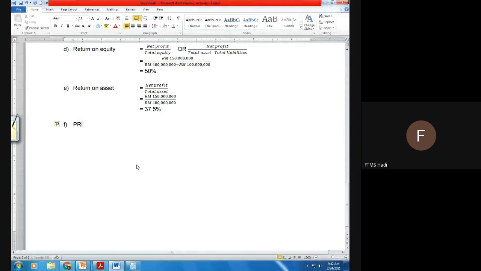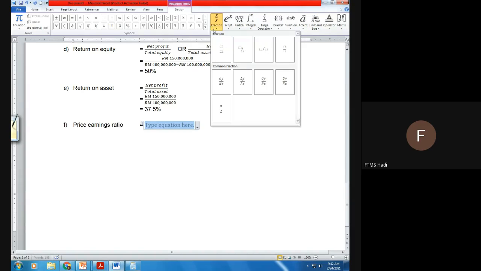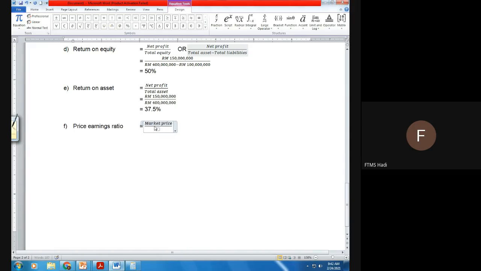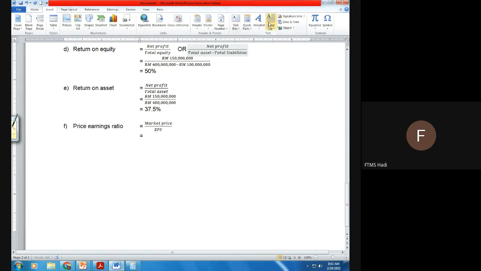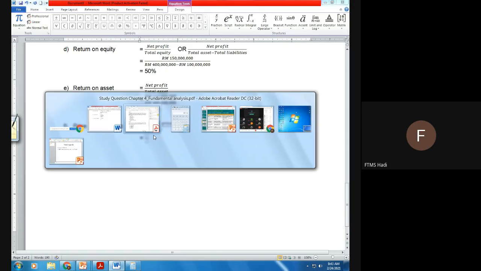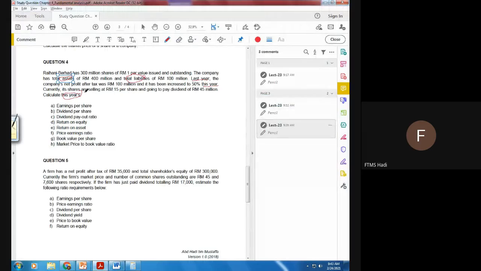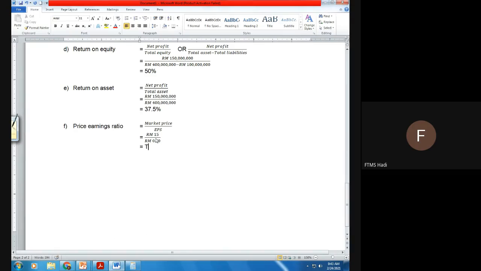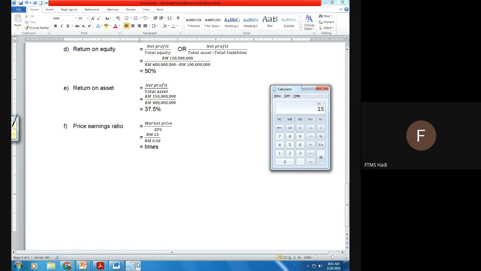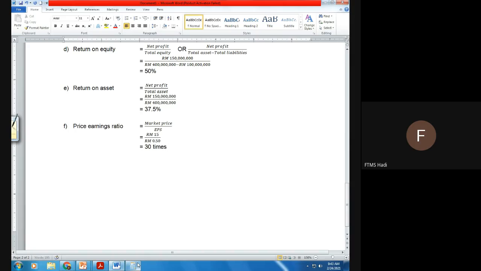Next question, price earnings ratio. If you check back the formula in the notes, the formula is market price divided by EPS. The question is, where do you want to get those two figures? Market price, have a look at this one. Dia tak ada bagi direct market price kan, but they give you a clue that selling at 15 ringgit per share. Dia dijual di pasaran sebanyak 15 ringgit per share. Your EPS, you already got at question A, EPS 50 cent. So, this one in times, 15 times 30 kali ganda, keuntungan sesaham lah, ya.